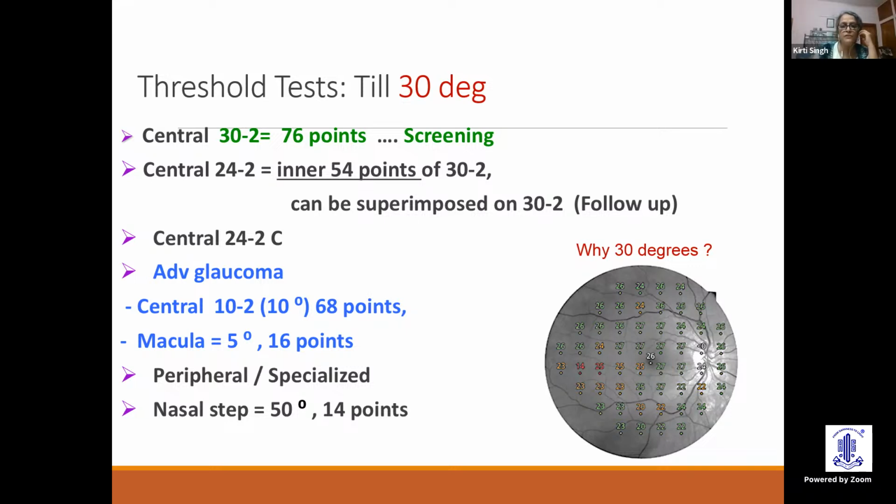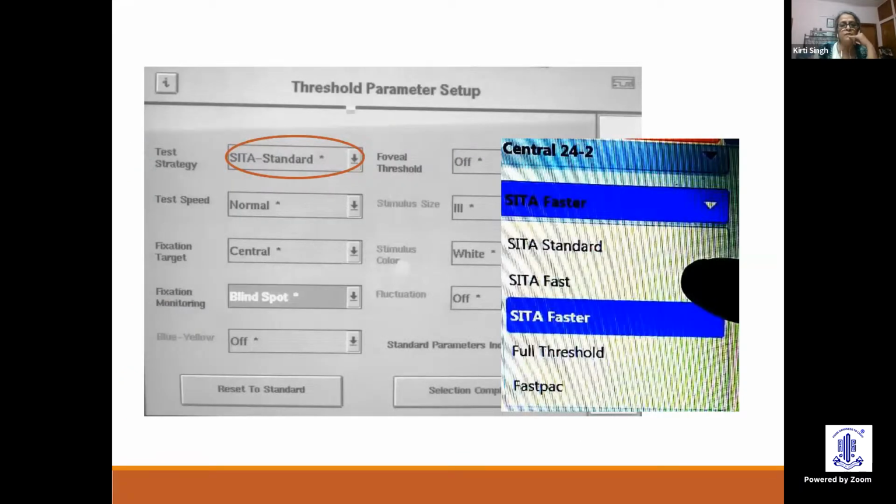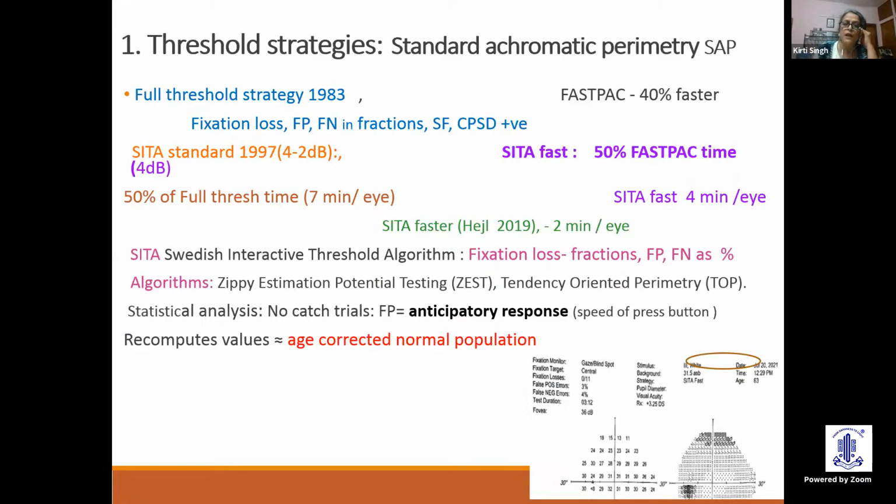So I'll be covering each of these perimetry printouts. SITA, we very often come to SITA. What is SITA? I'll just come to it. You have three versions of SITA: SITA Faster, SITA Standard, and SITA Fast. Invariably, you would have a printout with SITA Standard or Fast. Faster is not very commonly used. However, if the patient is uncooperative or a really good follow-up, you can do SITA Faster. So the full threshold strategy is now being supplanted by SITA.